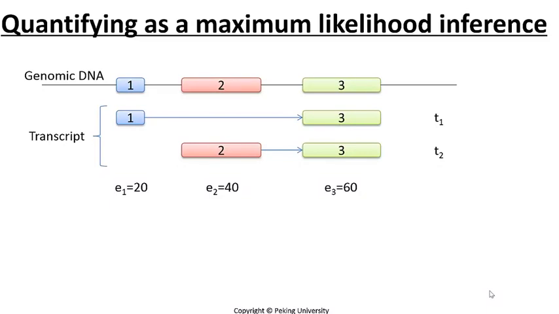Then we can directly infer from the transcript structure the relationship between transcript expression levels and exon expression levels. For example, exon 1 is only present in transcript 1, so all its expression is contributed by transcript 1. Similarly, exon 3 is present both in transcript 1 and in transcript 2, so its expression is contributed by both transcripts. Therefore, we think that the expression level of exon 1 is the expression level of transcript 1, while the expression level of exon 3 is the sum of the expression levels of transcript 1 and transcript 2. We can then infer that the expression levels of transcript 1 and transcript 2 are 20 and 40, respectively.